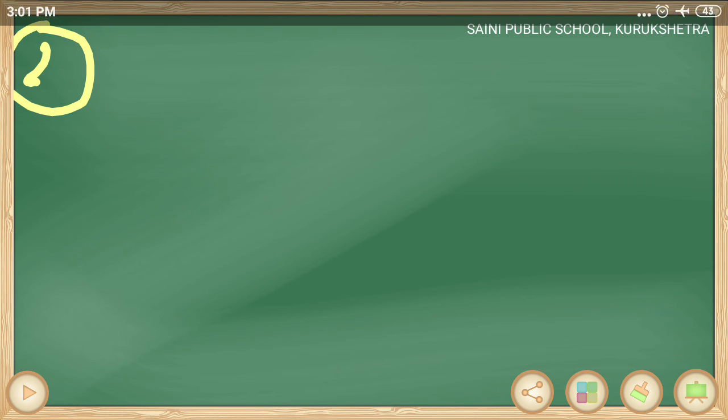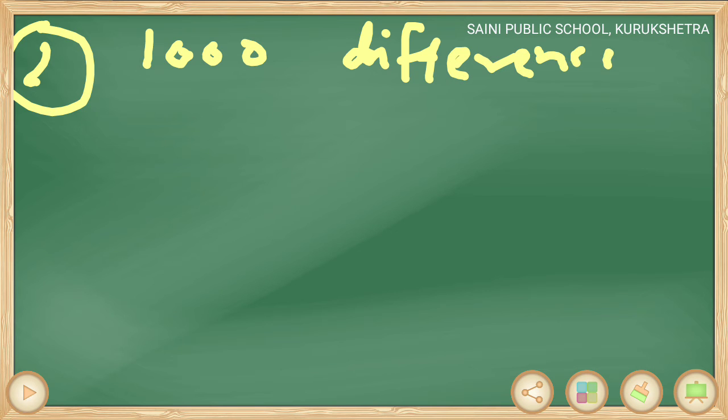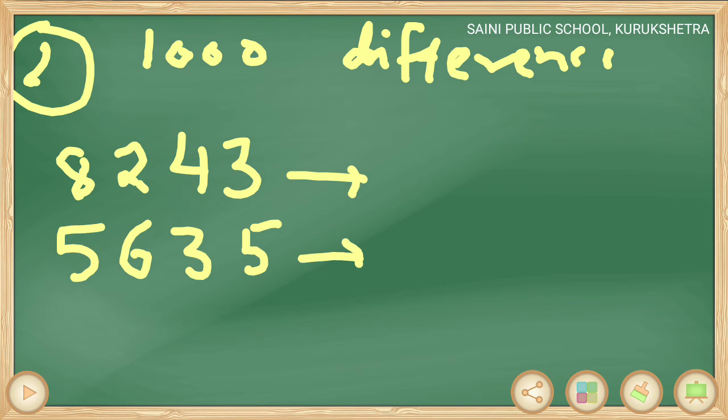Now look at another example, second example. Now we will round off the given numbers to nearest 1000 and then we will find their difference. We will subtract the given numbers. So let us start. Here two given numbers are 8243 and second number is 5635. Now we will round off these numbers to nearest 1000.